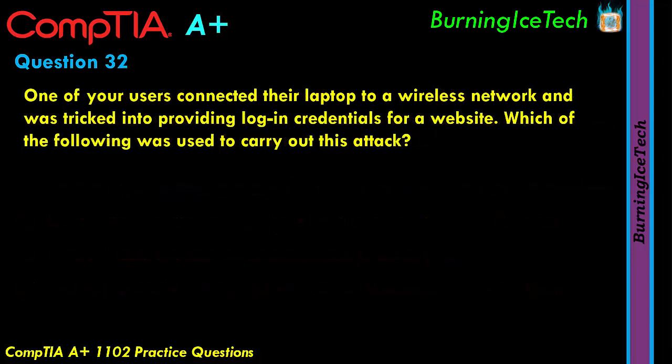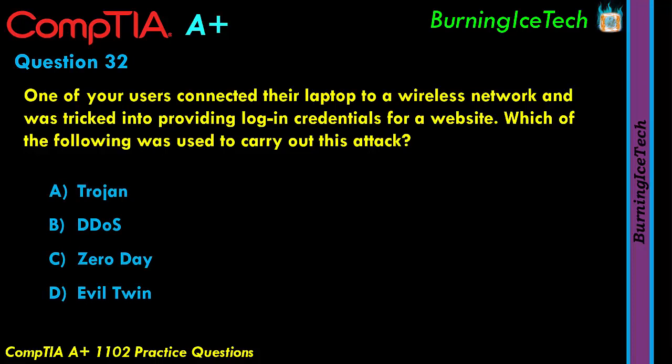Question 52. One of your users connected the laptop to a wireless network and was tricked into providing login credentials for a website. Which of the following was used to carry out this kind of attack? Is it a Trojan? So a Trojan is more commonly known as a Trojan horse, and this is normally when it's a program or an app or a game or something pretending to be something that it's not. It's pretending to be something useful, like a program, game, or app or toolbar or something. Meanwhile, it's silently killing your machine in the background.